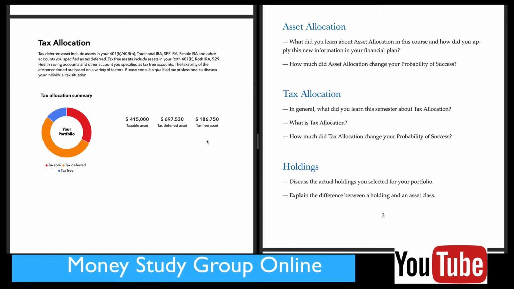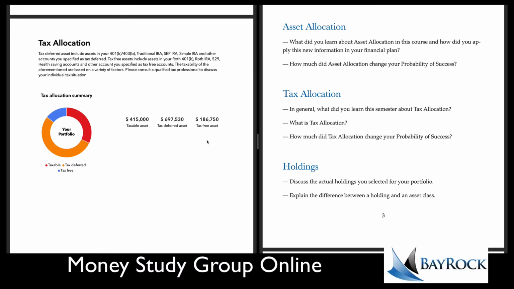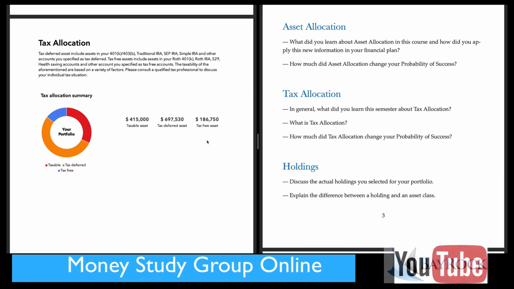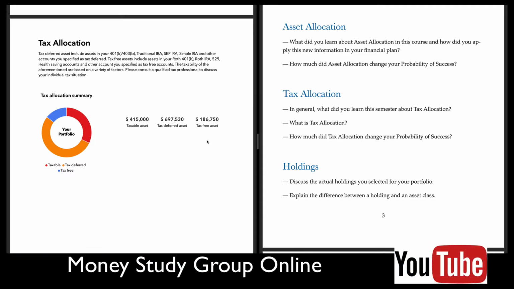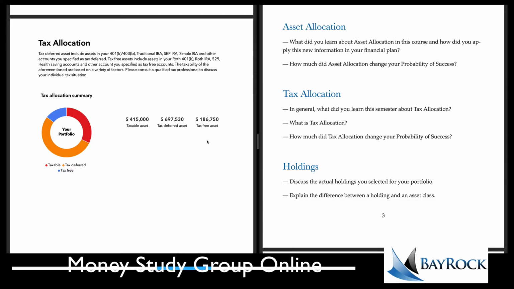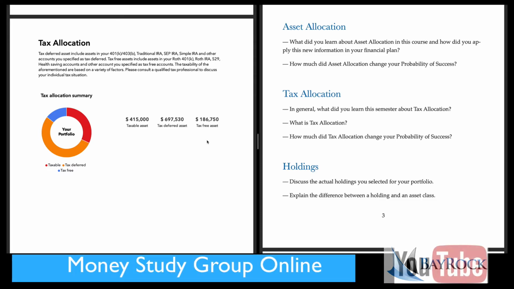Next, we get into tax allocation. In general, tell me, what did you learn this semester about tax allocation? What is it? What is tax allocation? And also, how much did tax allocation change your probability of success in your plan before and after?